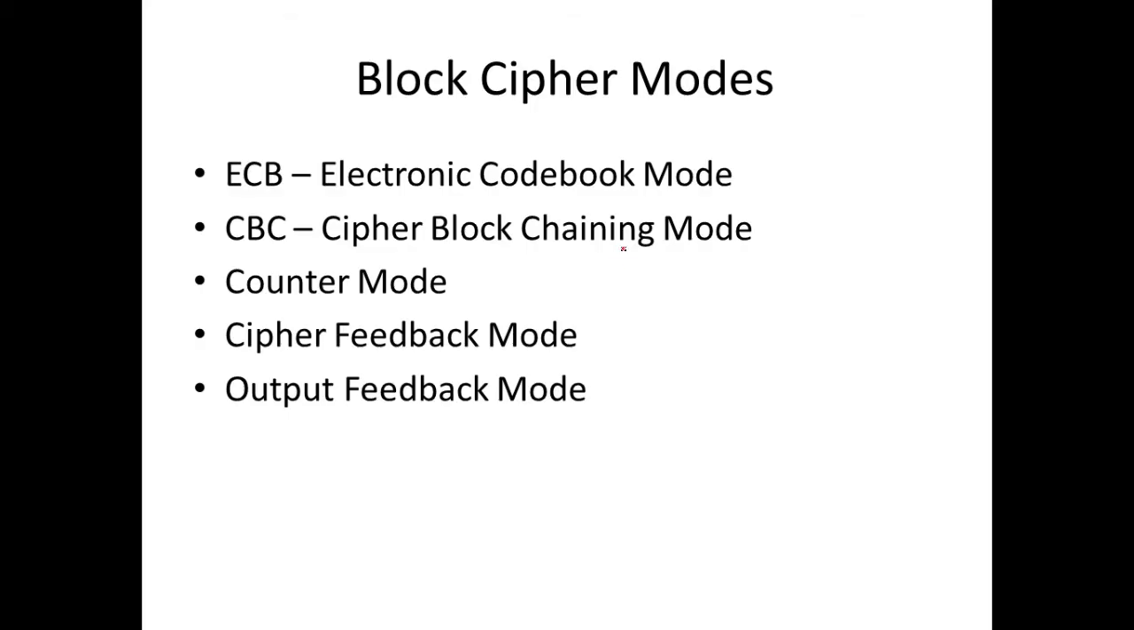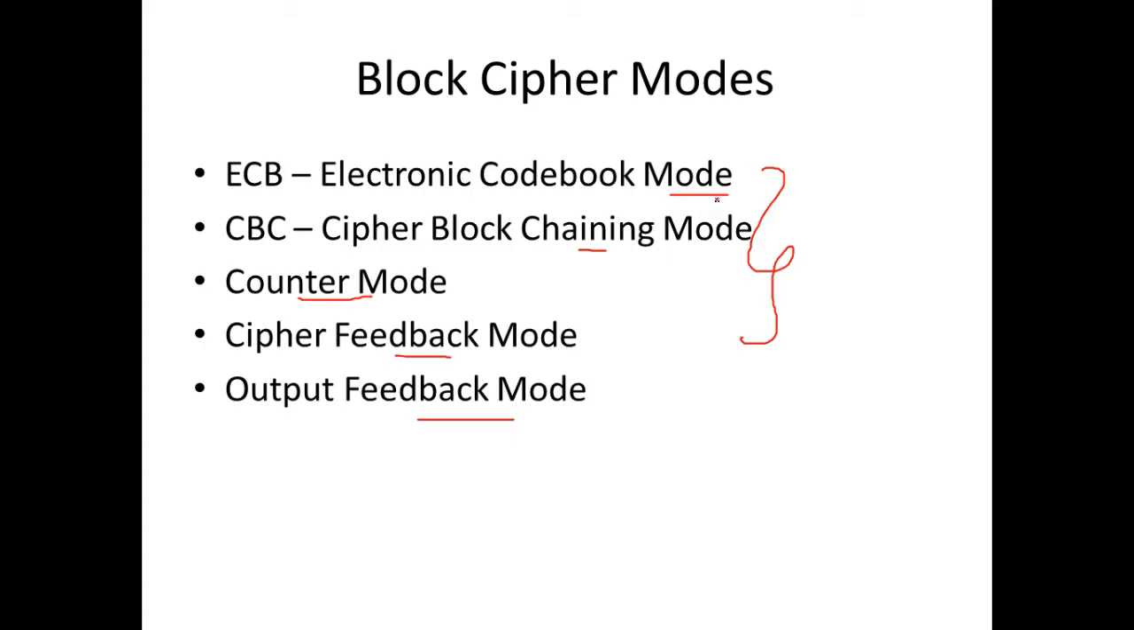So these are the modes. We have electronic codebook mode, that is the first mode, and next cipher block chaining mode, counter mode, cipher feedback mode, and output feedback mode. We'll be looking at all these modes and the advantages and disadvantages of opting for them. Let us start with the very first mode, electronic codebook.